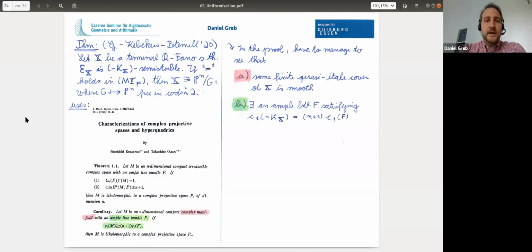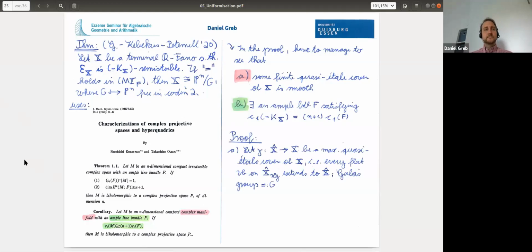Okay, and I have to somehow derive these two points corresponding to the conditions in the corollary from my conditions, which is equality in Miyaoka-Yau after semi-stability. So this is done as follows. So you see it coming. I take this quasi-étale cover, which is maximally quasi-étale. This is this X hat. This has the defining property, which does not define it uniquely, but that's all we need, that every flat vector bundle on the regular locus of X hat extends to X hat. And this has some Galois group, which I call G.